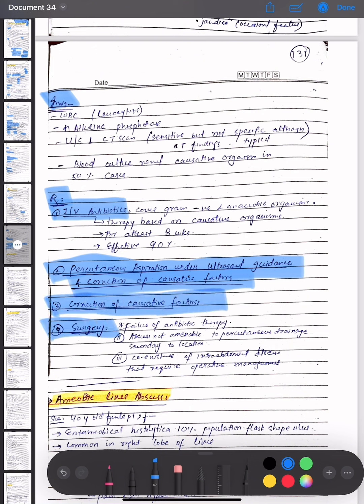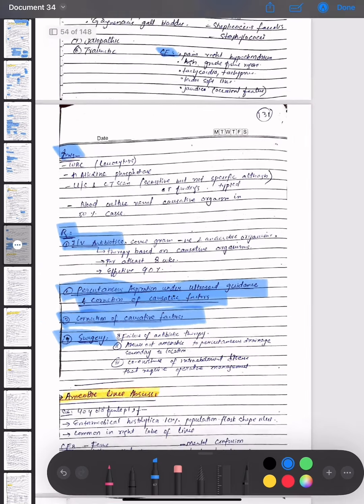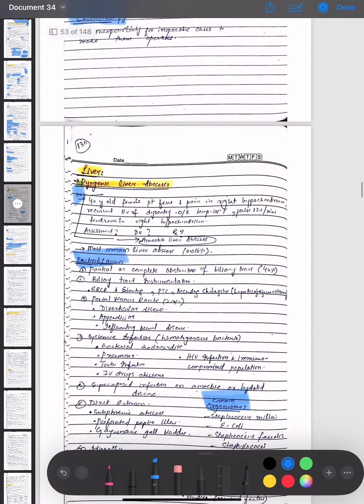Surgery is done in the case of failure of antibiotic therapy, abscess not amenable to percutaneous drainage secondary to location, and coexistence of intra-abdominal disease that requires operative management. So we have discussed the liver.